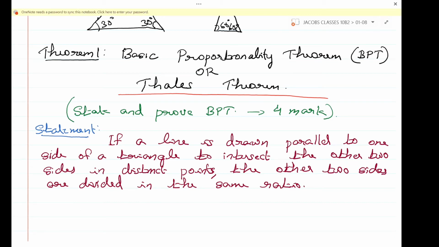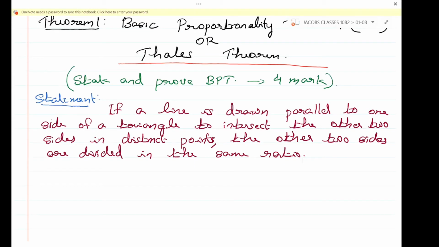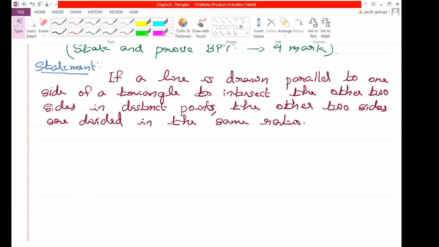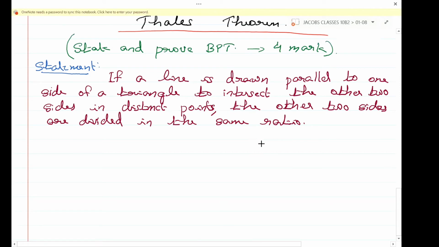I will explain the statement with a diagram, then given, to prove, and construction. These are all required for proving this theorem. The first part of the statement is the given part: a line is drawn parallel to one side of a triangle. So for the proof, we start with a diagram. We'll draw a triangle.